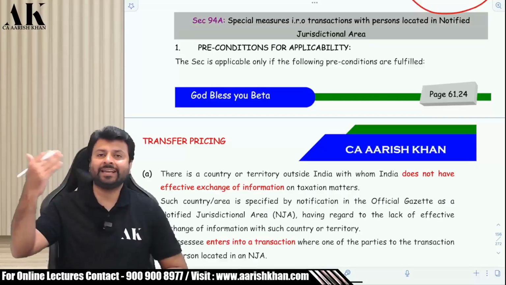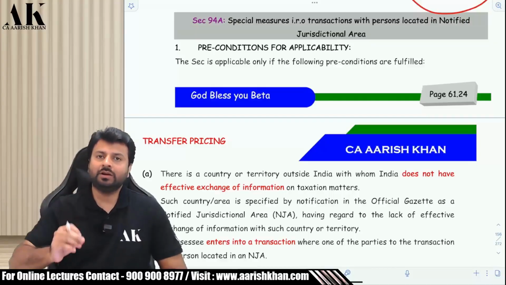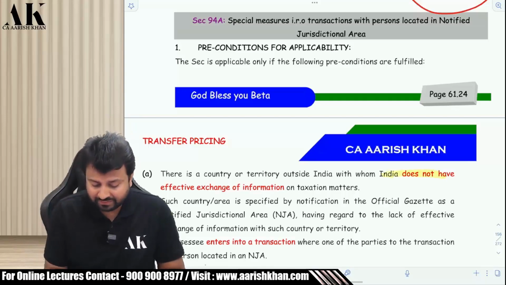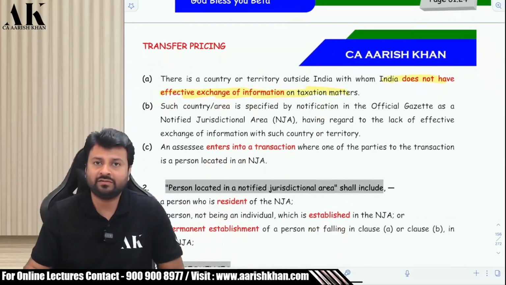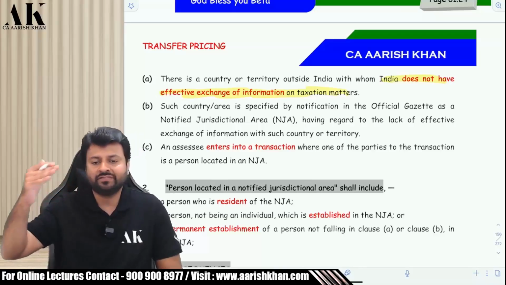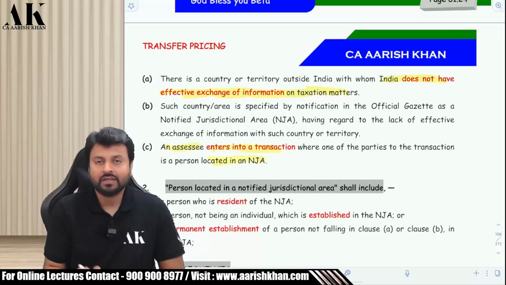Now, which territory can be treated as an NJA, notified jurisdictional area? The government of India will notify. Which territory? Which country? That country with which India does not have effective exchange of information on tax matters. All those countries who do not share information with us on tax matters, India can declare that country as notified jurisdictional area, and for an assessee who enters into a transaction with that person, there will be some strict provisions.